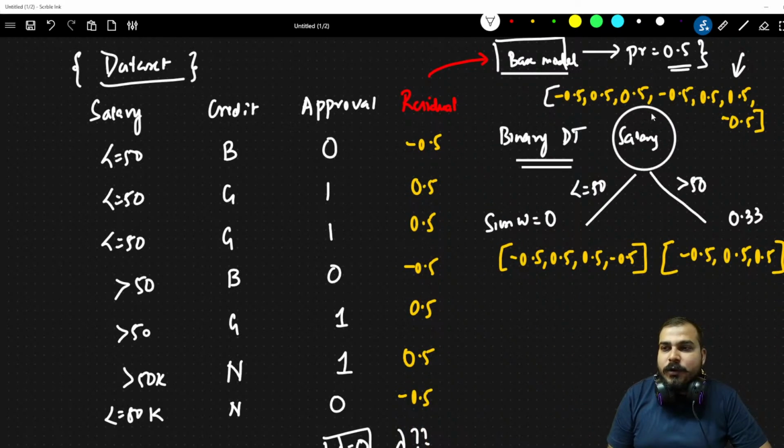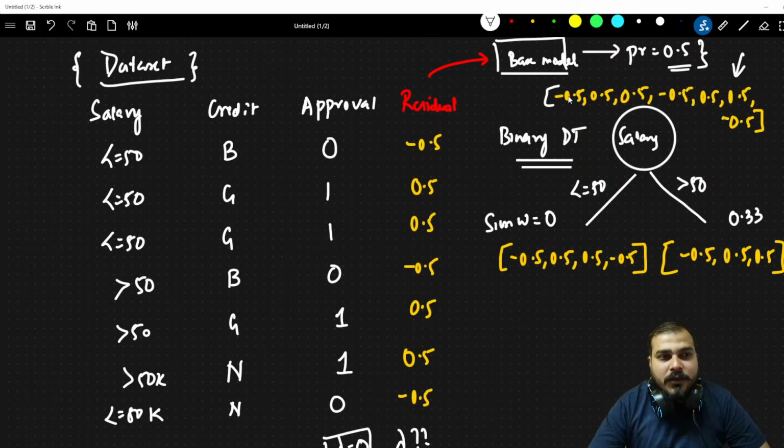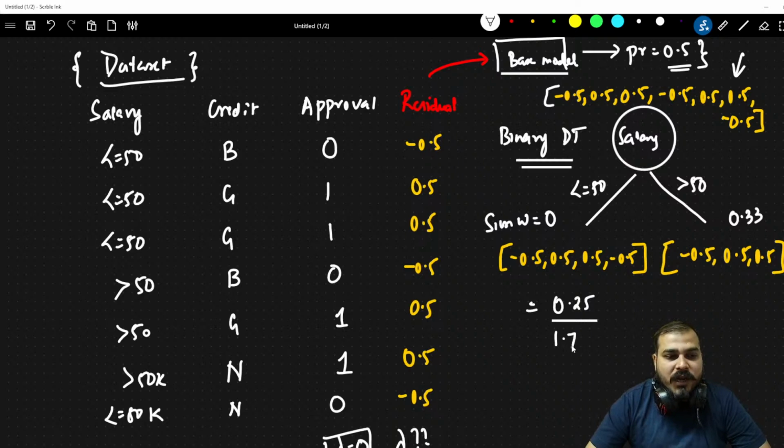Now do it for this one, guys. Root node, what will it be? See, I can calculate from here only. Minus 1 gone, this is also gone, this is also gone. This will be 0.25 divided by something. Now tell me, what is the similarity weight for the root node? Do this calculation, everyone. I know it will be 0.25 divided by 1.75.